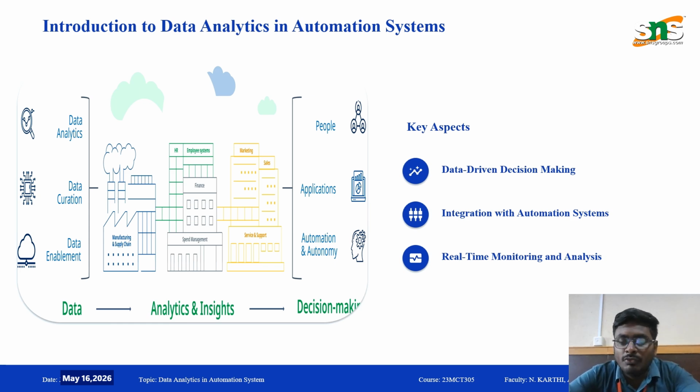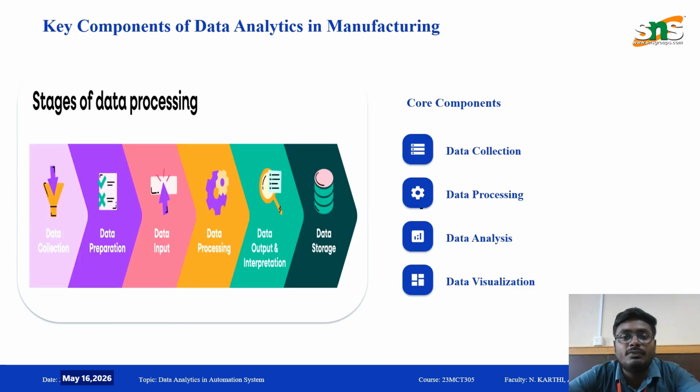So followed by this, the key components of data analytics in manufacturing are data collection, data processing, data analysis, and data visualization. Any successful data analytics implementation rests on these four components. For data collection, we can use IoT sensors, machine logs, and quality inspection systems. For data processing, we can clean the data, integrate the data and store the data, that is the ETL purpose that we are using for data processing.